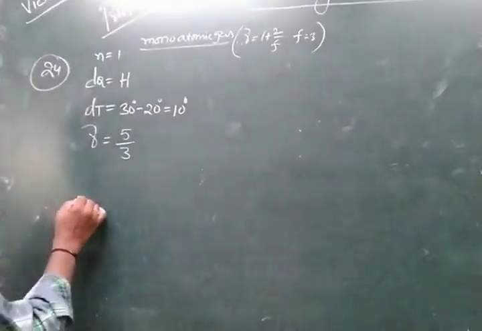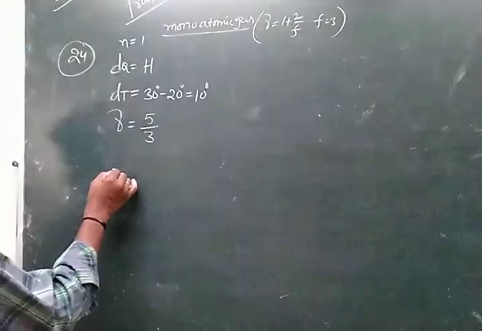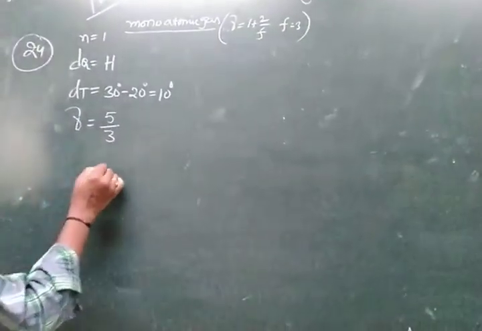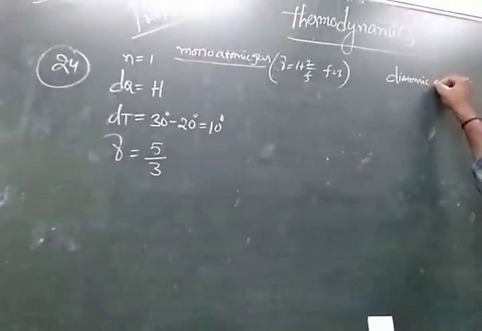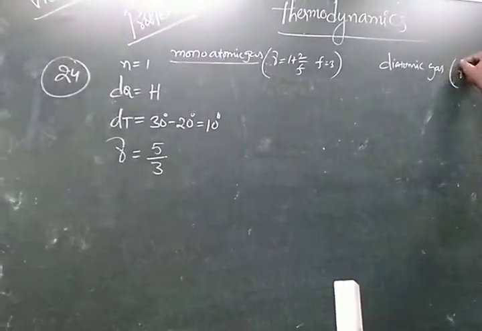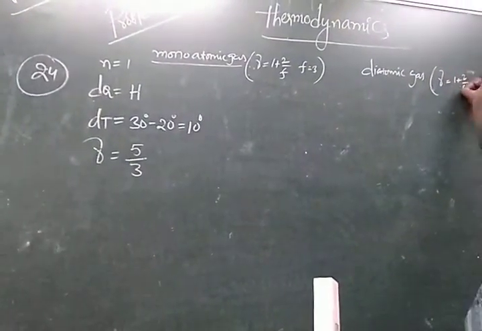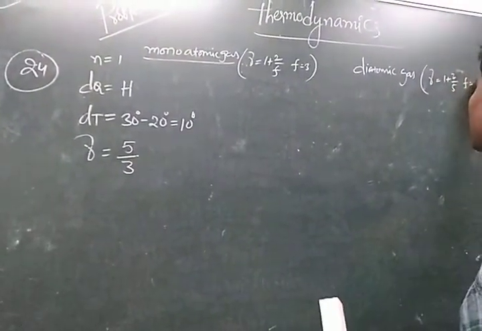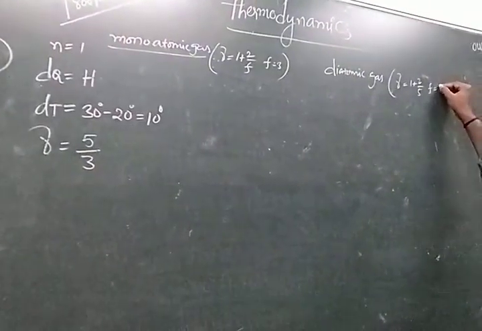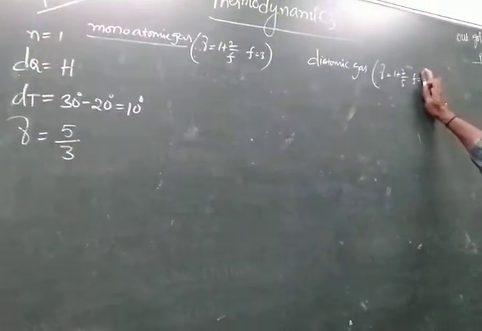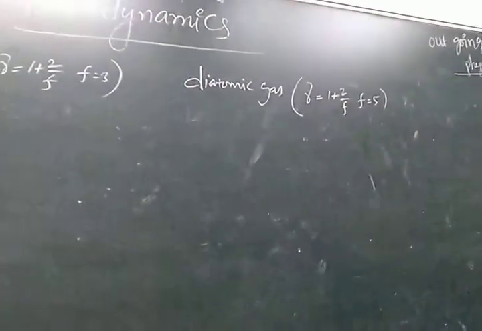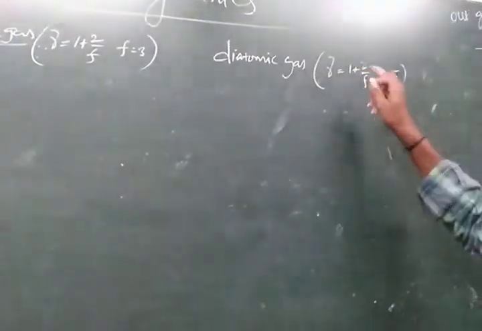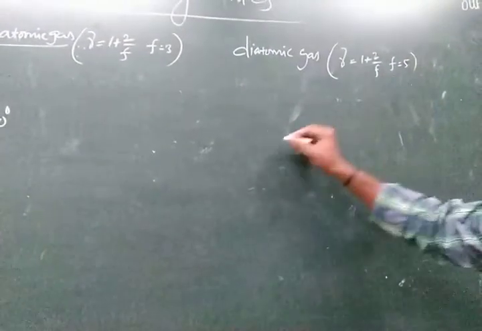Next one. In a similar way, for diatomic gas, gamma value is 1 plus 2 by F. The degree of freedom is 5. So 1 plus 2 by 5 is 7 by 5.